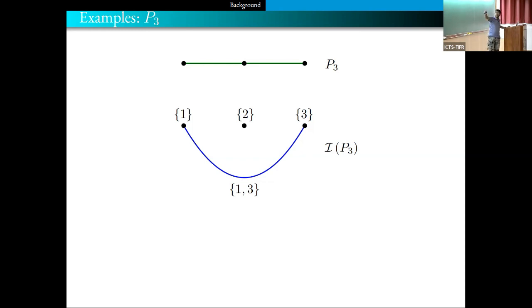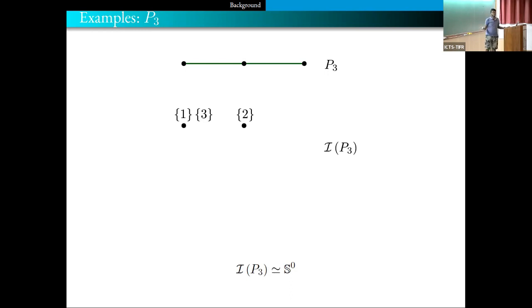This blue curve is the same as a line, and we can compress it to a point, and those are topologically the same. So it is basically the same as one point, and finally the independence complex is the same as 2 points. That is called homotopically the same. We are interested in finding the homotopy type of the independence complex. So the independence complex of P3 is 2 points, which we denote by S0.